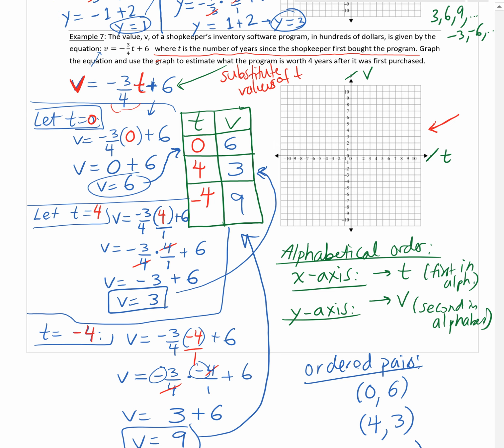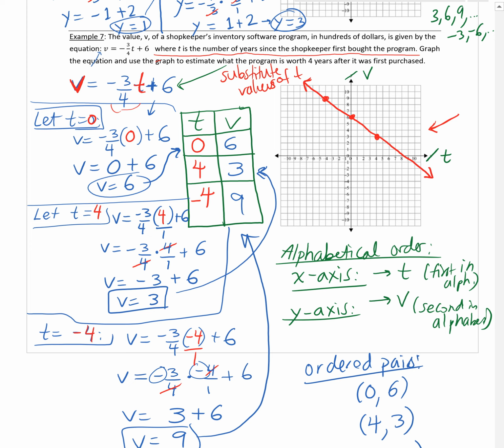So let me see if I can plot those points and see if I get a nice line. So the first point, 0, 6, would be up here. The next point, 4, 3, would be here. And then negative 4, 9 would be about here. Alright, those 3 look like they line up perfectly, huh? In a nice line. Let me try to connect those. I should be using a straight edge, but it's kind of hard on a computer here.